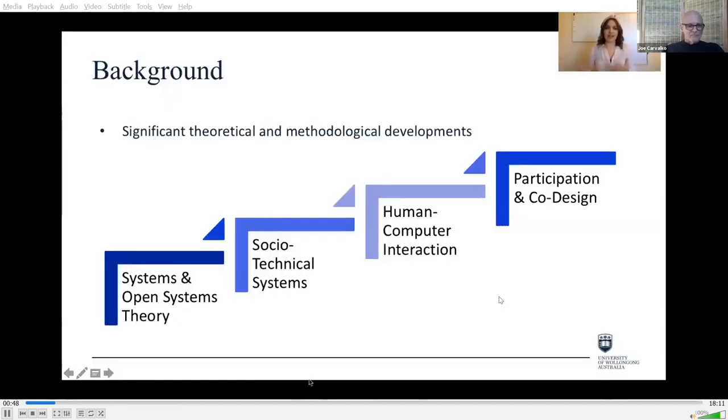Now, necessarily, our discussion must commence with the theoretical underpinnings and the significant methodological developments that allow us to appreciate co-design as a specific philosophy within the technology design and development domain. So starting our discussion with systems and open systems theory provides us with a lens by which we can view our body of interest or our co-design effort.